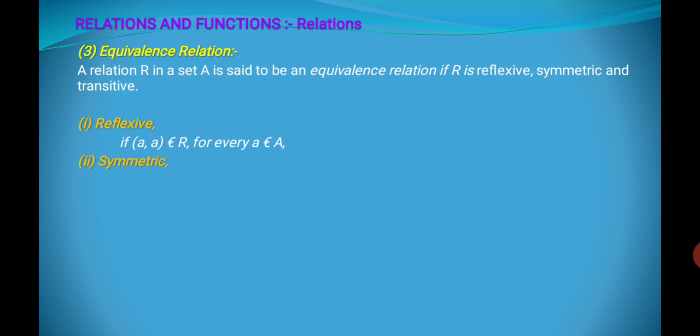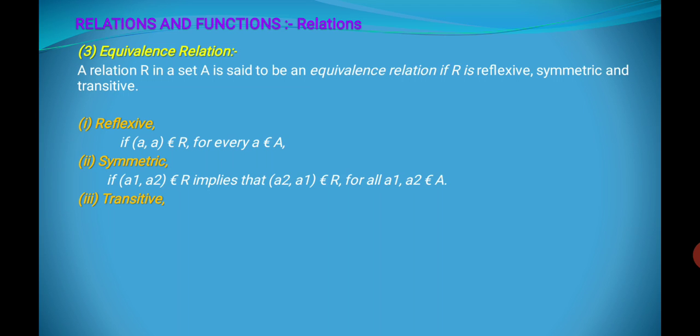Symmetric: if (a, b) is in R, then (b, a) must be in R. Then that relation is called a symmetric relation. See here, (a1, a2) is in R implies (a2, a1) must be in R, where a1, a2 are in A. Means what? अगर कोई एक दूसरे के साथ आता हो तो दूसरा उसी के साथ उसी सेट में उसी रिलेशन में आना चाहिए. That is called a symmetric relation. If (1, 2) is in R, then (2, 1) must be in R.